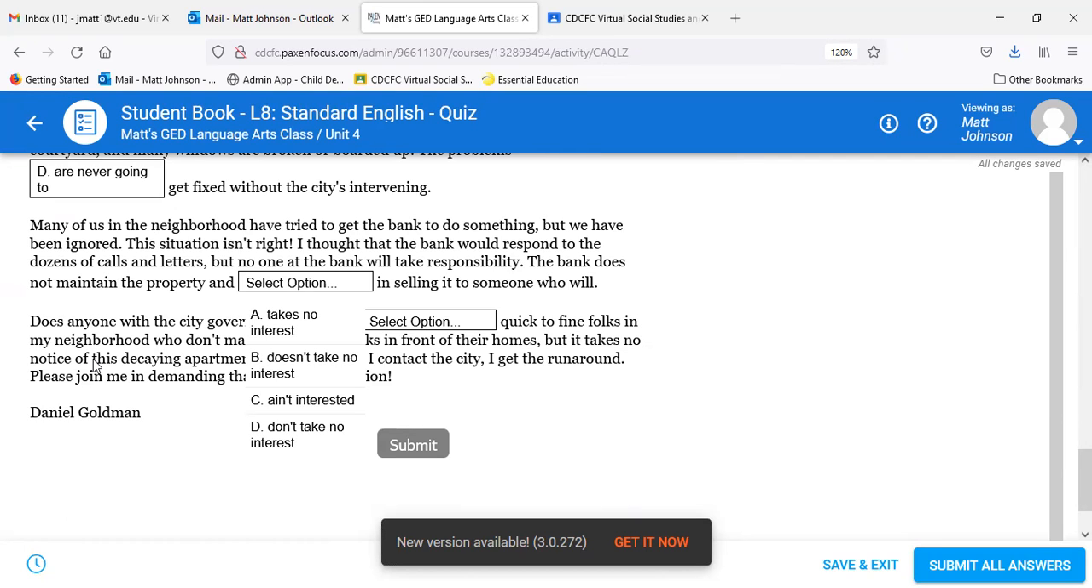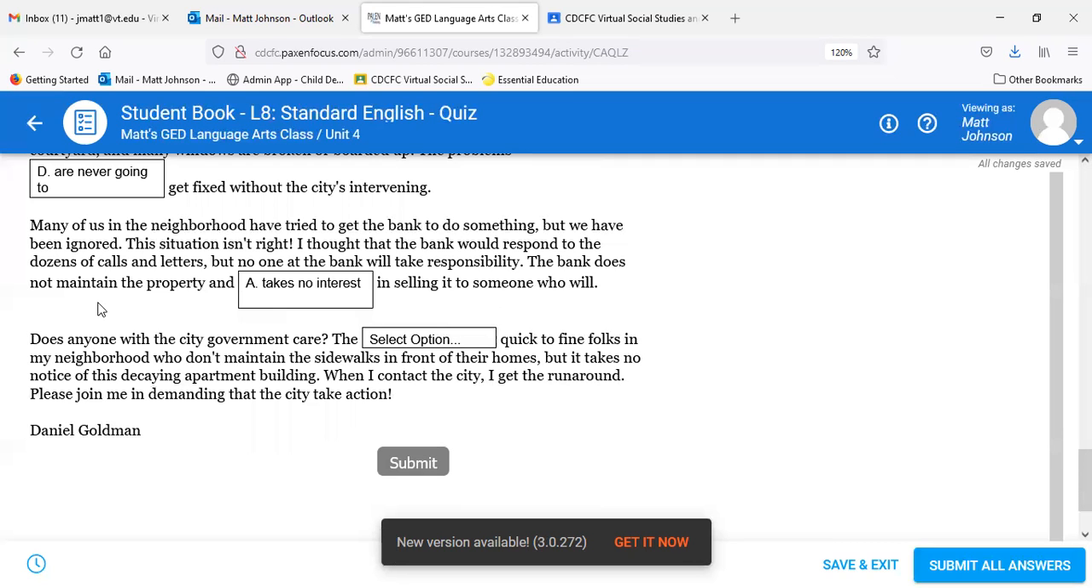Tracy. It's B. A, takes no interest. So again, we're avoiding the double negative. Of course, we can rule out ain't. If you ever see ain't as an option, you're going to be able to rule that one out really quick, right? The others are going to be double negatives. So that's a clue there for you as well.